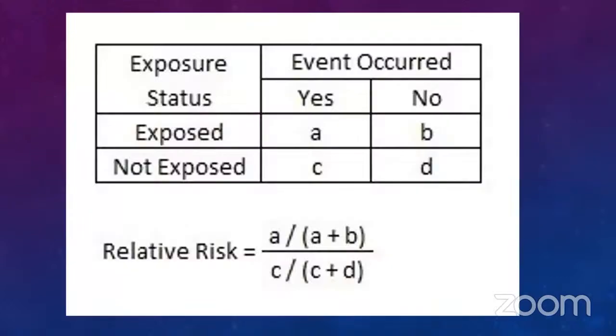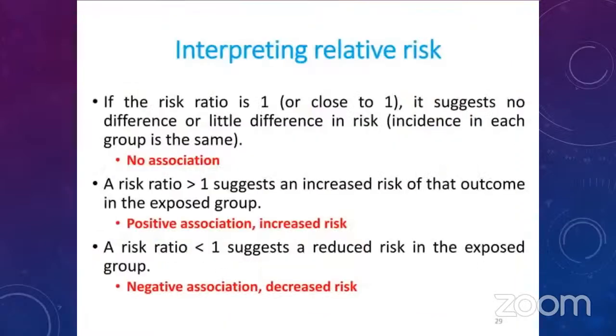Again, the calculation is A by A plus B divided by C by C plus D. That is the incidence rate among the exposed by the non-exposed. Like how we discussed with the odds ratio, if the risk ratio is 1 or close to 1, there is no difference in risk, there is no association. If the risk ratio is greater than 1, it indicates a positive association. That is, the exposure has higher chances of causing the disease.